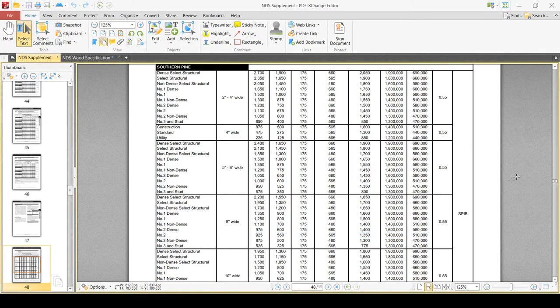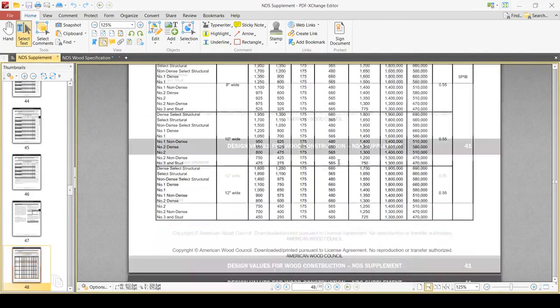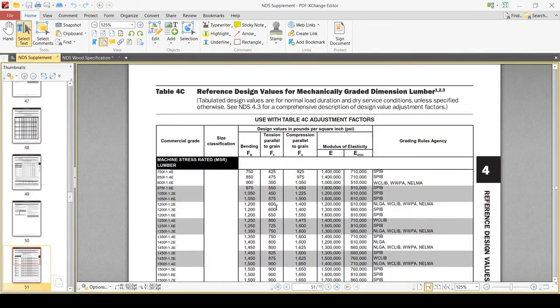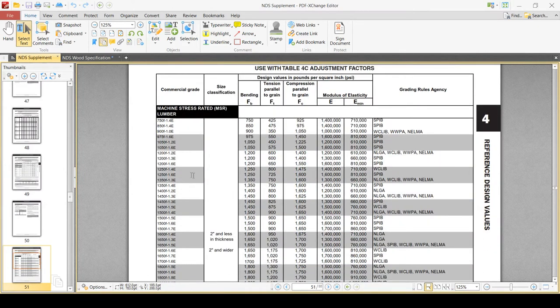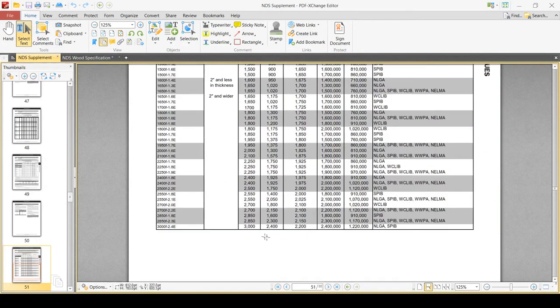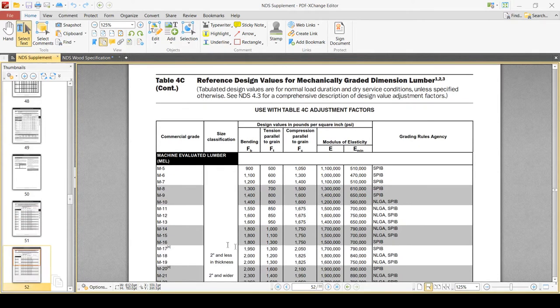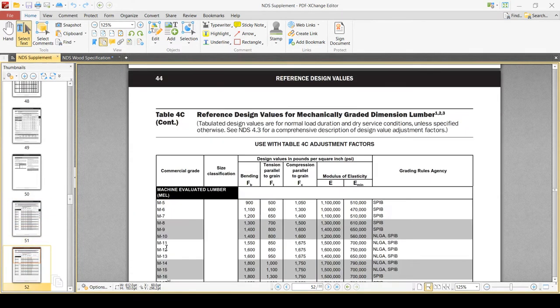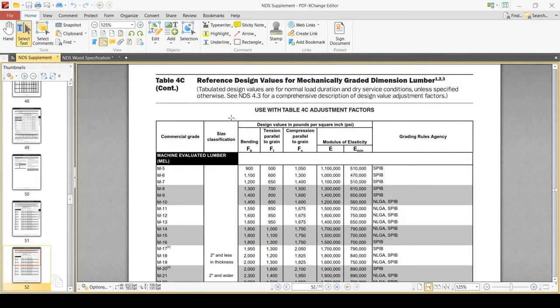Table 4C. And we're still on 4B, so let's scroll down to table 4C. And we see two different sections based on different rating agencies and methodologies, but this is what I want to get at here, the M's. So what this means is, design values for mechanically graded dimensional lumber.